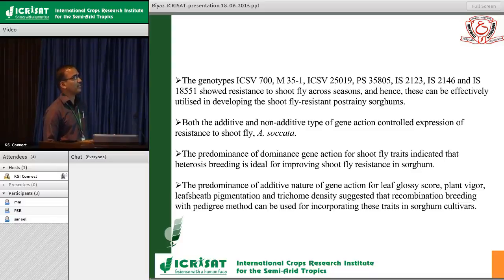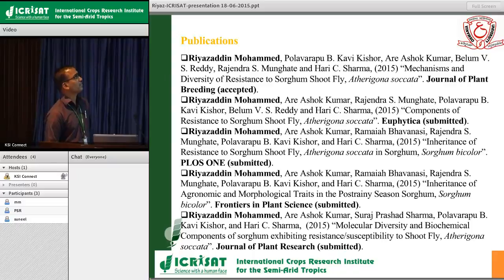The predominance of additive gene action for leaf glossy score, which are the marker traits, suggested that recombination breeding with the pedigree method can be used for incorporating these traits in sorghum cultivars for improving post-rainy season shoot fly resistance. These are the publications: one accepted in Plant Breeding and the remaining submitted to international journals.